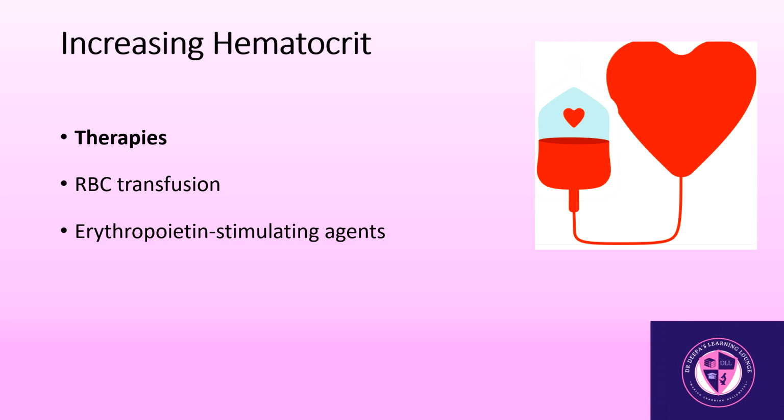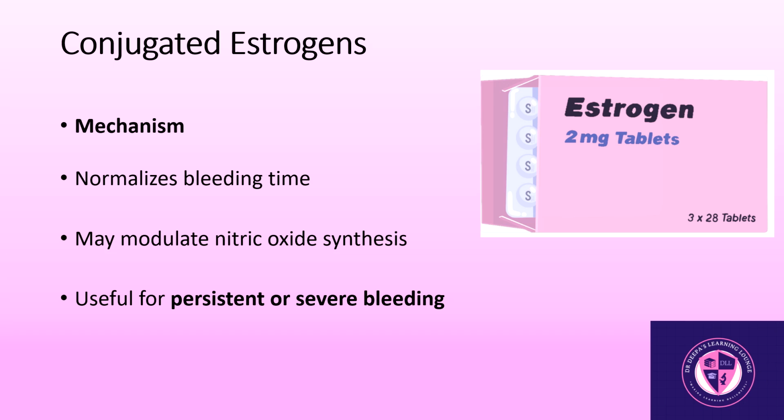As mentioned earlier, an increase in the hematocrit improves the platelet margination and restores platelet vessel wall interaction. Both RBC transfusion and erythropoietin therapy shorten the bleeding time and reduce the bleeding tendency in a CKD patient. Conjugated estrogens are particularly useful when bleeding persists despite dialysis and DDAVP therapy. Their mechanism may involve reducing nitric oxide mediated platelet inhibition.